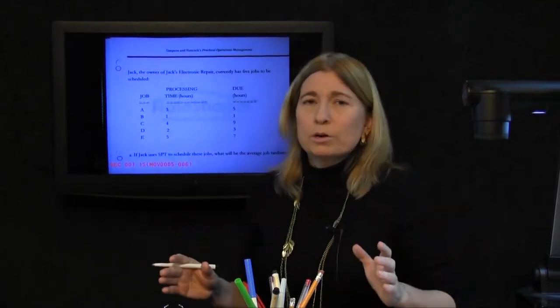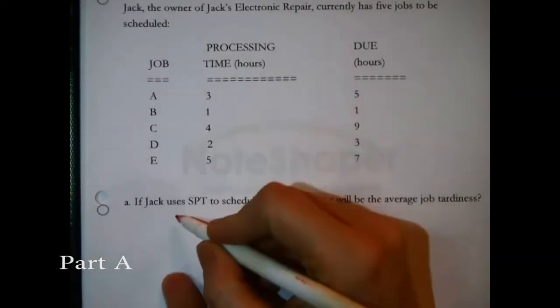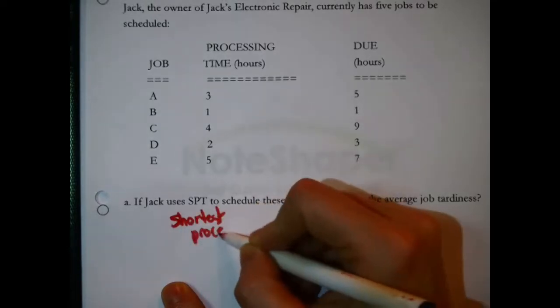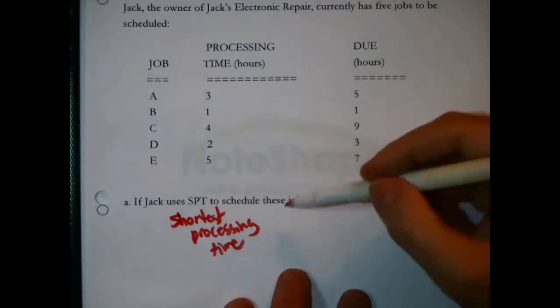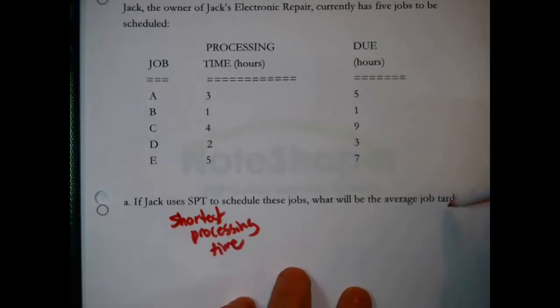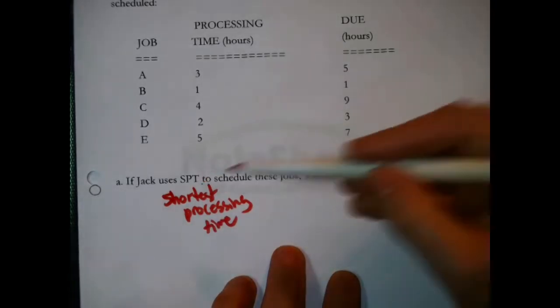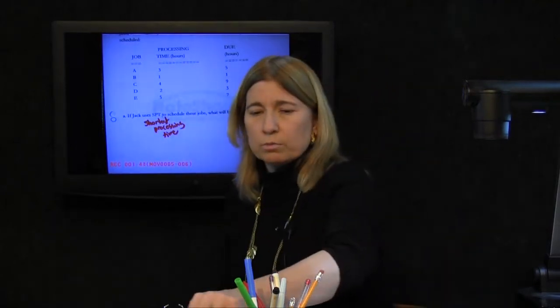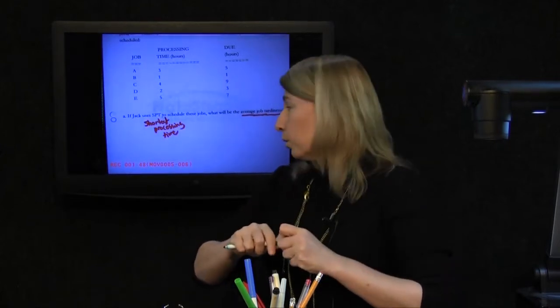Okay, now wait a minute. What's the actual question? If Jack used SPT, shortest processing time, that's what that means, to schedule these jobs, what would be the average job tardiness? In order to answer that question, I have to evaluate this schedule. So in order to evaluate this schedule, I have to actually create the schedule. So I might as well create a workspace for myself in the lower part of the page.